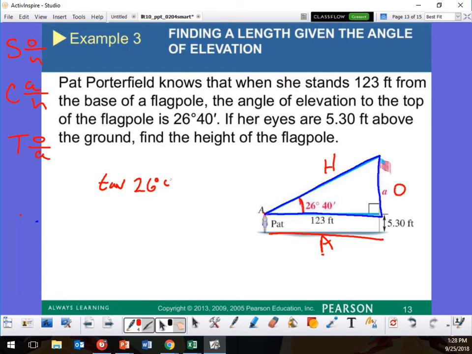26 degrees, 40 minutes, right? Is equal to what over what? Angle A over 123 feet. Okay, so A over 123, right? So, I'm going to do algebra now. I'm trying to get the A by itself. So what am I going to do to both sides of my equation to get A by itself? Multiply both sides by 123. Very good.